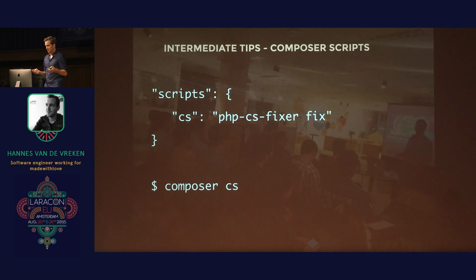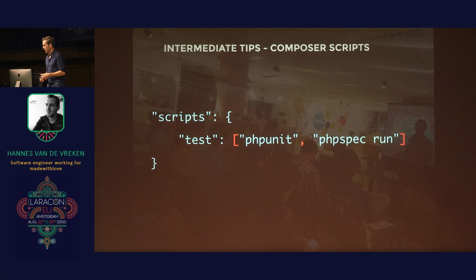You can add some custom scripts inside your composer.json file using the scripts block. When you've done this, you can use composer cs, and everything's fixed. By default, it will look for the PHP CS Fixer command inside the vendor/bin folder first before looking for a global installation. You can also add multiple commands at the same time. So if you have multiple test suites, you can just run composer test, and it will run PHPUnit, and it will run PHPSpec.